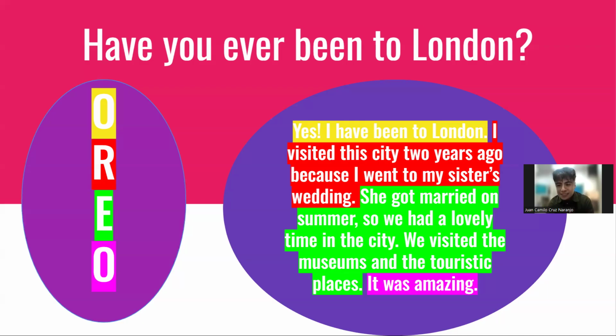That would be the reason why I visited London. And as you can see, it is in simple past. Then we've got the example. She got married in summer, so we had a lovely time in the city. We visited the museums and the touristic places. Once again, this example is in simple past.